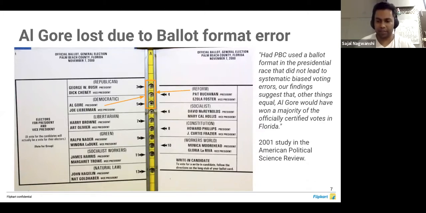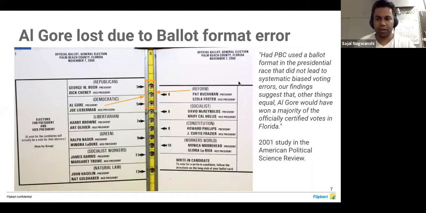And through investigation which happened in later years, it was found that this particular county, the Palm Beach County, led to the fall of Al Gore. And thus we saw history being written in that way. So in this report, if you see, it says that if everything else was kept constant, this was the decision-making criteria which led to the fall of Al Gore. And thus we had another candidate winning.